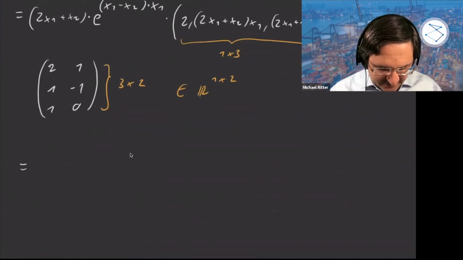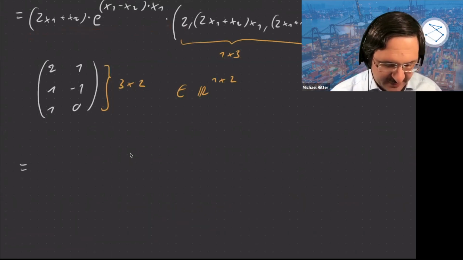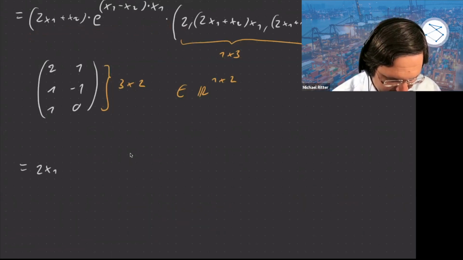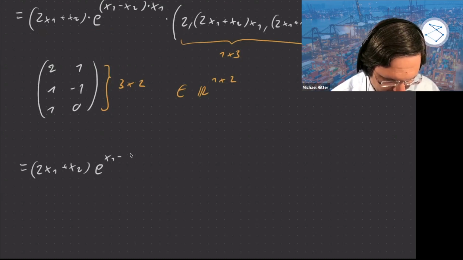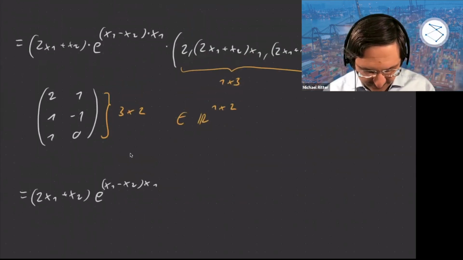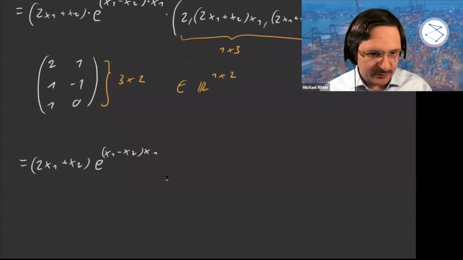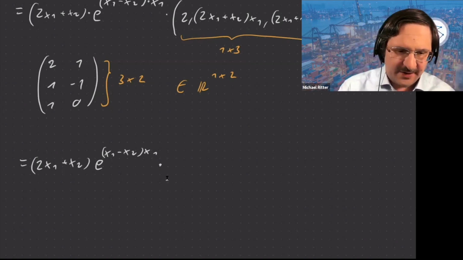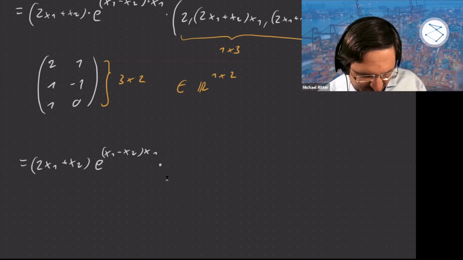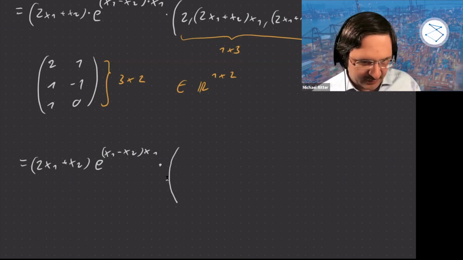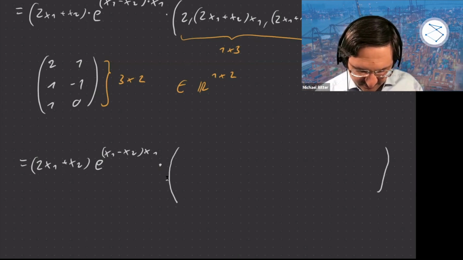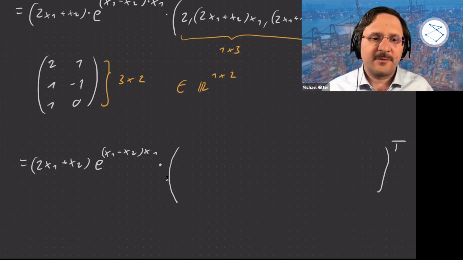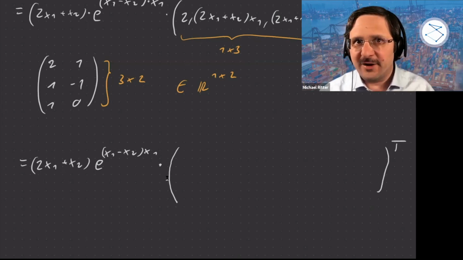And what we get is, well, this factor here right in front, we can just leave that as it is: 2x1 plus x2 e to the power of x1 minus x2 times x1. And then we get this 1 by 2 matrix here. To make things a little nicer, I write this as a 2 by 1 matrix and then transpose that, so that I can fit it all in one line.